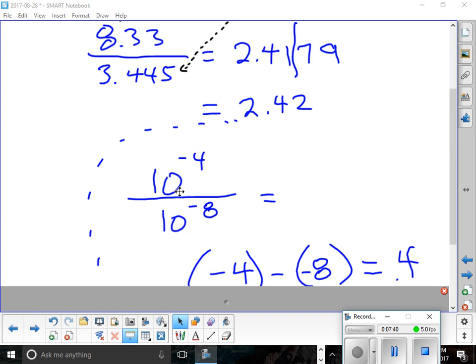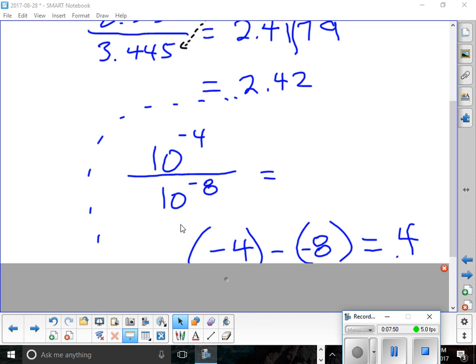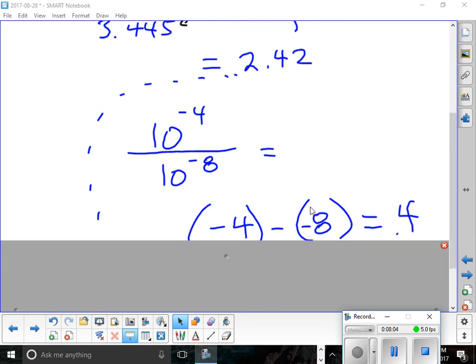So let's look at our powers of 10. When we're dividing powers of 10, we put our numbers in parentheses to visualize it. And so we have a minus 4, and we're subtracting the one on the bottom, which is a minus 8. What's a minus times a minus? Plus. It's a plus. So this winds up as a plus 8 and a minus 4.